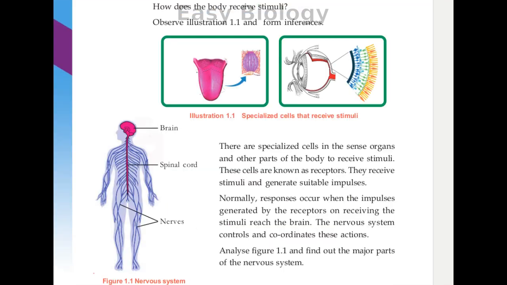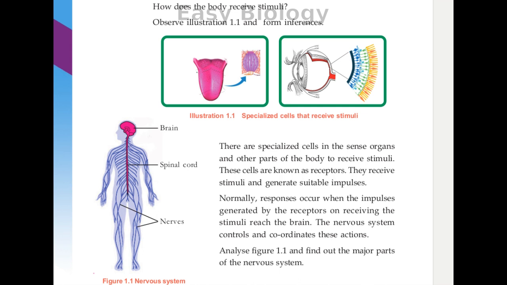How does the body receive the stimuli? The body receives the stimuli with the help of receptors. Next we are going to study about receptors. Receptors are specialized cells seen in the sense organs and other parts of the body to receive the stimuli. These specialized cells are known as receptors.